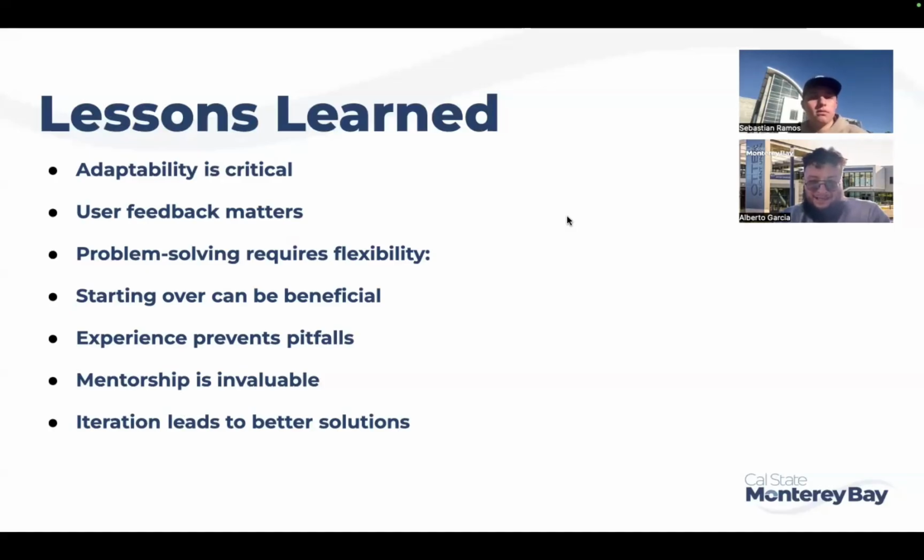In this situation, we also learned that experience prevents pitfalls. What that means is that when we were starting over, we had all this knowledge on the platform itself, the restrictions, the red tape with custom fields, so we easily avoided making any of those same mistakes over again, which really expedited production. And our mentors' feedback made this a very fun learning experience, and we iterated to better solutions every single time.